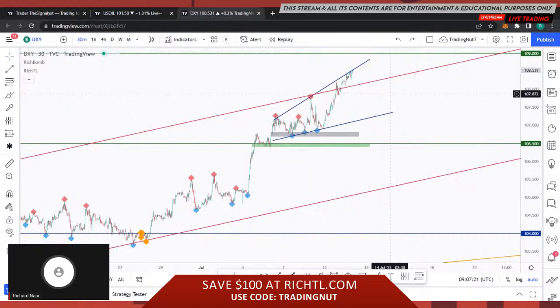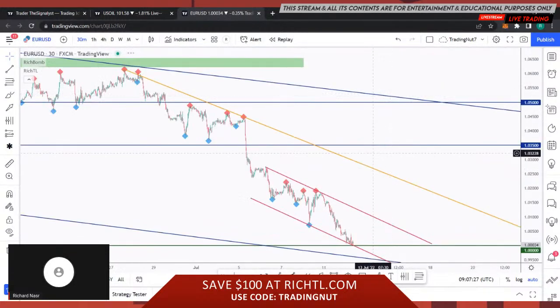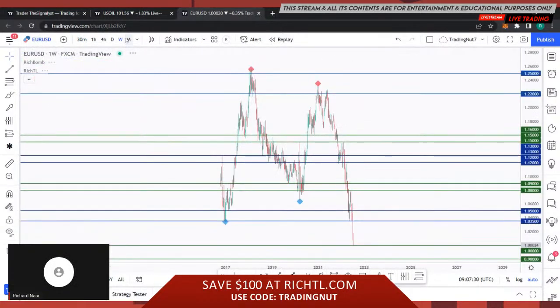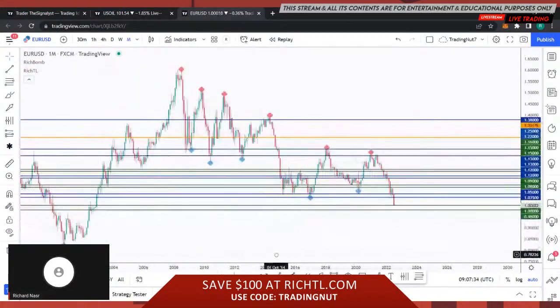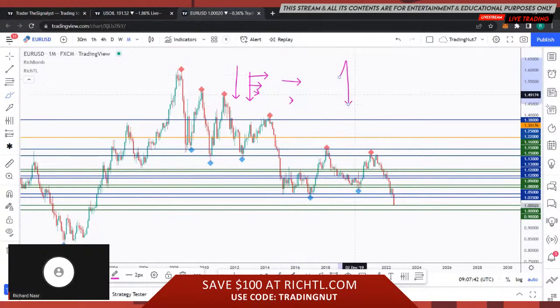I always start with the DXY to know where we are in the market, to feel the overall market. Of course, the exact opposite of it would be EURUSD. On EURUSD, if you go to the monthly time frame, we are currently sitting around a massive demand zone and the psychological level 1. So like now €1 is worth $1, right? Which is truly a massive level.